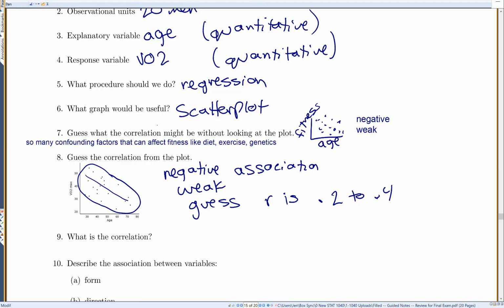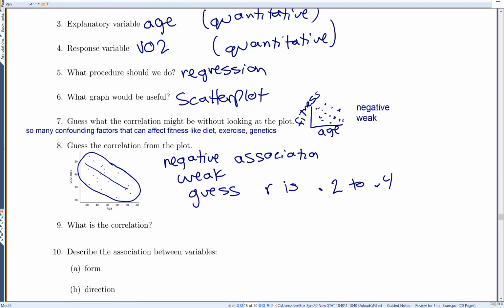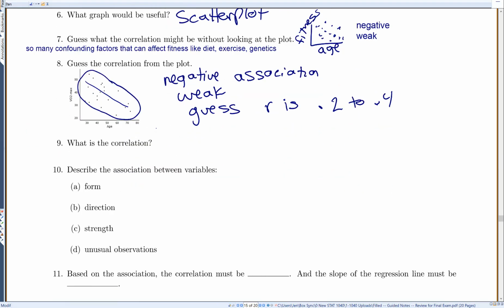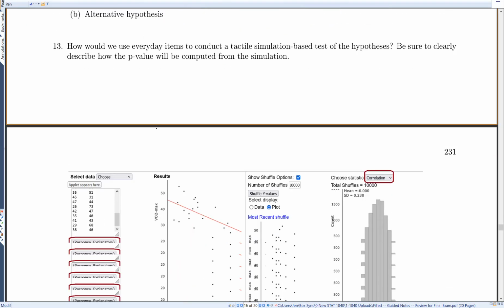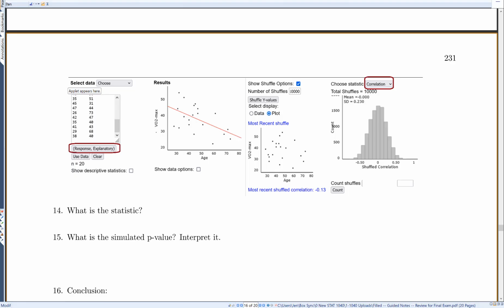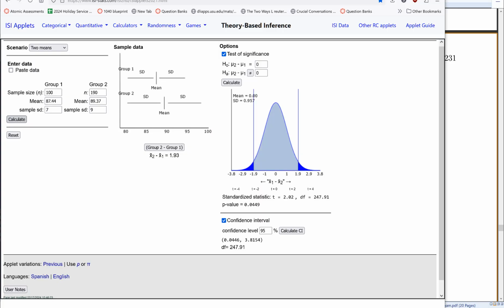Now, what is the actual correlation? For that, I'm going to have to go click on my applet. Or let's scroll down to see. Nope, I didn't put it on quickly.